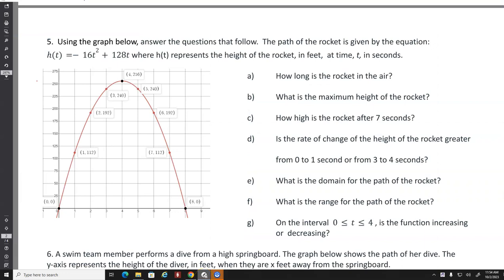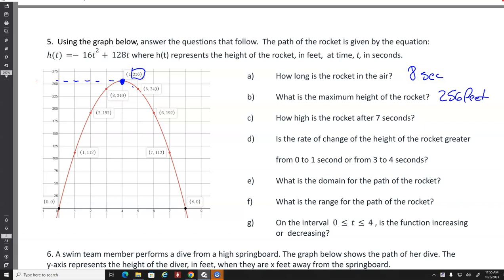We are given the graph, so I can read it off the graph. Here it says, how long is the rocket in the air? The rocket starts at 0 seconds, goes all the way up and back down to 8 seconds. So 8 seconds, it's going to be in the air. Next question says, what is the maximum height of the rocket? I'm going to look right here at the maximum point, and this value right here is 256 feet. That's the maximum height.